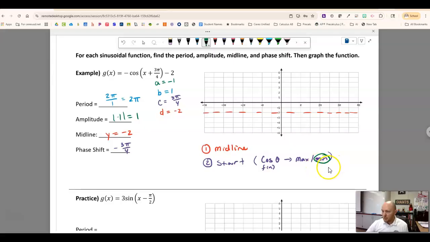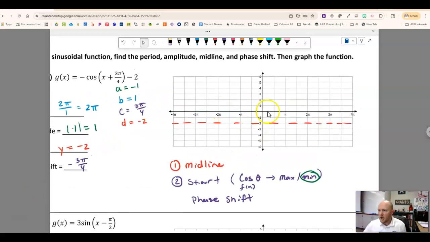So I'm doing that, but what I also have to take into account is my phase shift. I have a c value here of 3 pi fourths, so I have to go back 3 pi over 4. Now, looking at our graph, each unit is half a pi. So here's pi, 2 pi, so pi over 2, negative pi, negative 3 pi over 2. So pi fourths would be kind of in between this.